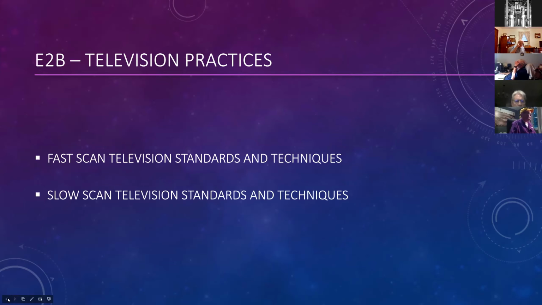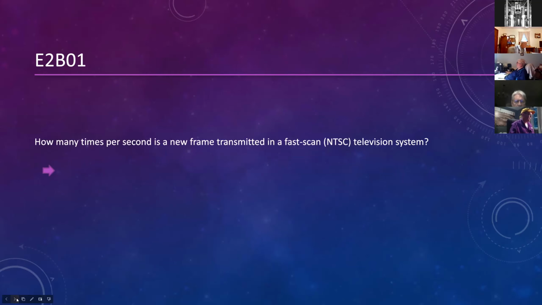Okay, let's do television practice. This is section B. Fast scan and slow scan television standards and techniques. A lot of these, unless you truly understand the foundation of the question, are just going to be memorizing them. How many times per second is a new frame transmitted in a fast scan television system? 30 frames per second, 30 hertz.